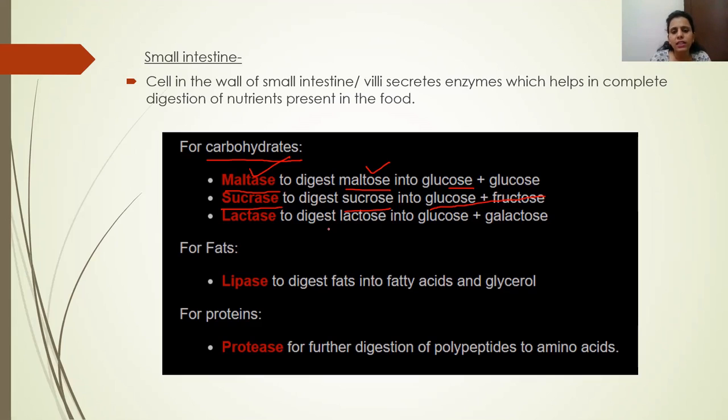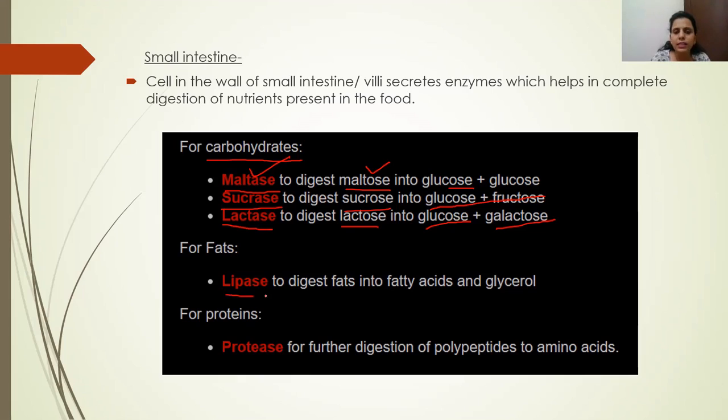And there's another sugar which is present in the milk which we drink, and that sugar is known as lactose. Lactose is digested by the enzyme called lactase, and lactase digests lactose into glucose plus galactose. So these are the subunits, or the monosaccharides, of these disaccharides. So maltase, sucrase and lactase are the three carbohydrases.